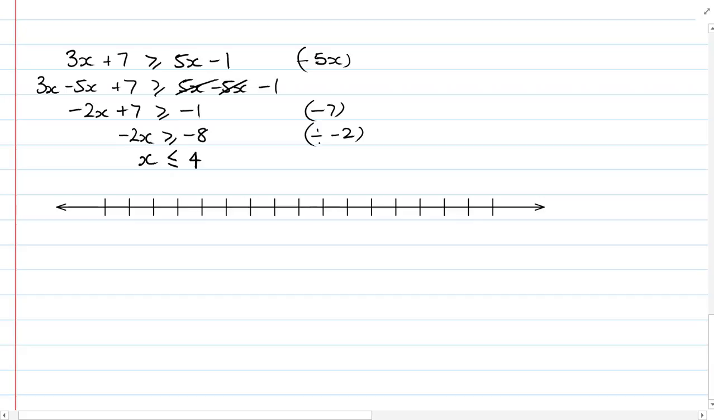So again, I put my 0, 2, 4, 6, etc. I draw my circle on 4, I fill it in, and x is less than or equal to 4. So that's the basics of inequalities. Just like with equations, you can always substitute in numbers to make sure that they work, but otherwise that's everything you need to know. All the best.